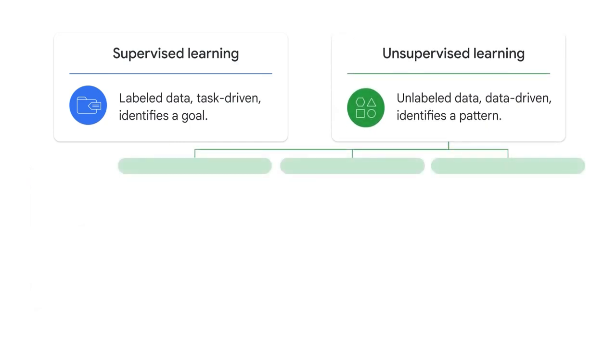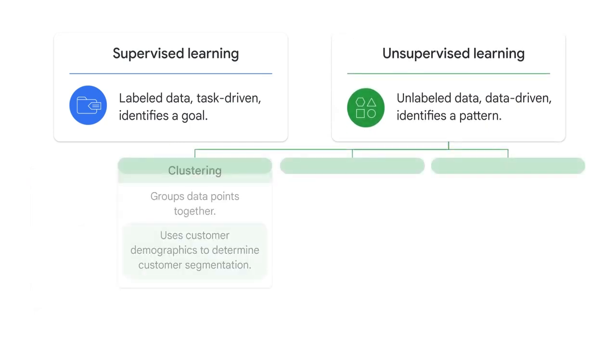There are three major types of unsupervised learning. The first is clustering, which groups together data points with similar characteristics and assigns them to clusters, like using customer demographics to determine customer segmentation.